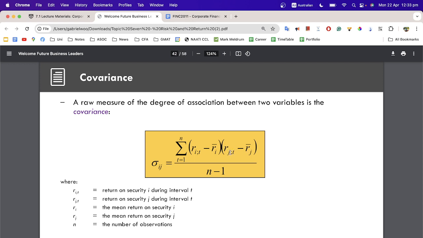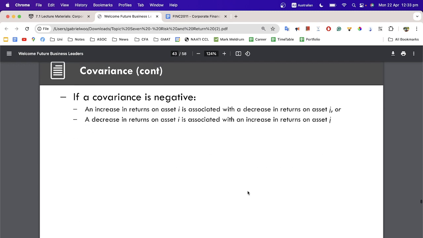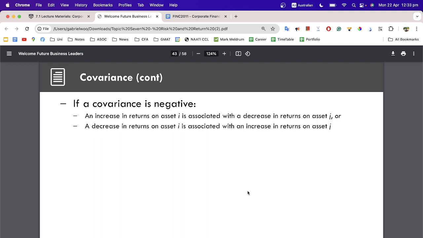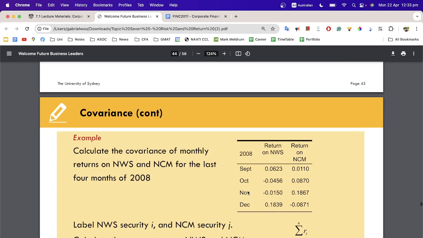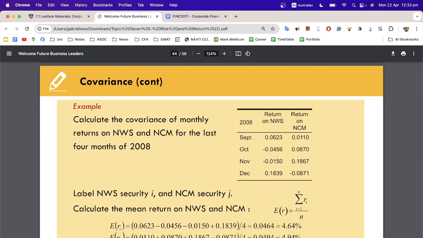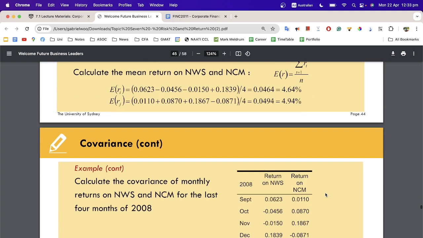So between the return on I versus the mean return of J. Okay, and you do n minus 1 because these are samples. So covariance is negative. That means when one increases, the other decreases. And when covariance is negative, benefits of diversification could take place. Covariance continued. So here's a calculation of covariance right here.